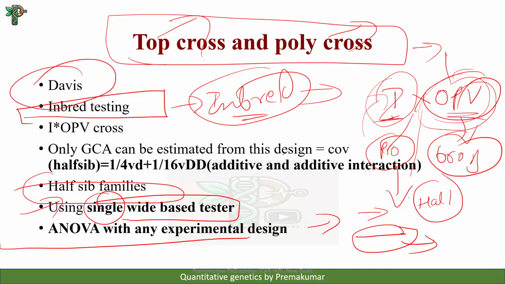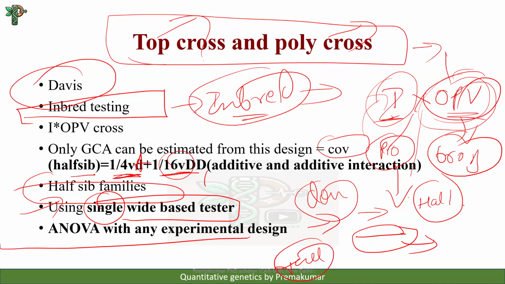For example, here the variance covariance due to half sib is equal to 1 by 4th of dominance variance, 1 by 4th of additive variance, and 1 by 16th of additive into additive variance. Here we can't estimate the dominance variance because we are not creating any full sibs. Because of only half sibs, we can assess either additive or additive into additive interaction only. That's why we can partition the variance into only one component, that is the additive component and the phenotypic component. That's why it is called single factor design.